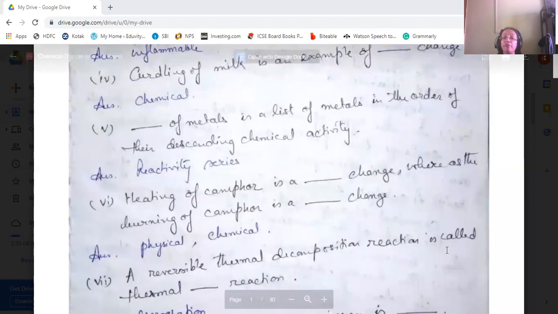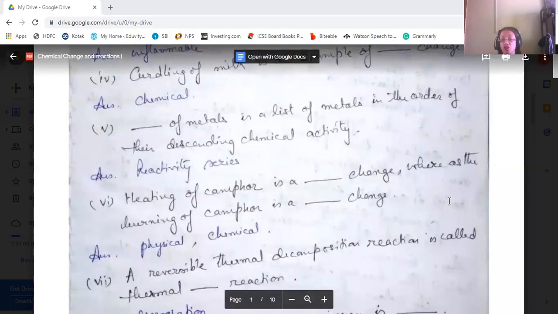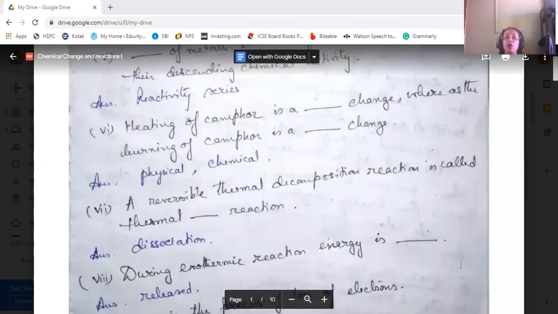Then heating of camphor is what? Is a physical change, because as you heat the camphor, it will become vapor, and as you cool that vapor, it will change into camphor. So that is a physical change. Whereas burning of camphor, if you burn the camphor in the fire, then the camphor will change into some new substance, and that is known as a chemical change. Okay, a reversible thermal decomposition is called thermal dissociation reaction.